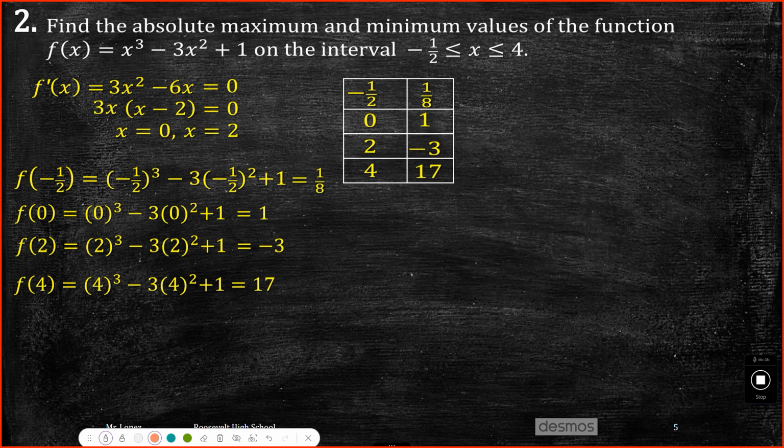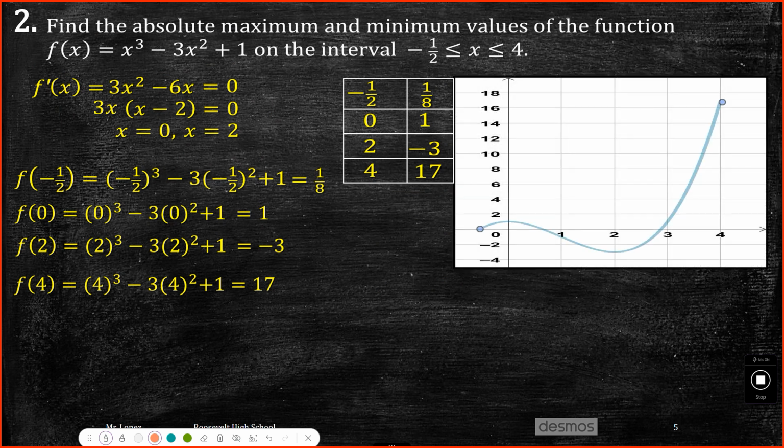So where's the absolute max? At x equal to 4, and it's 17. The absolute max is 17. The absolute min is at x equals 2, and it's negative 3. And this is what it looks like.